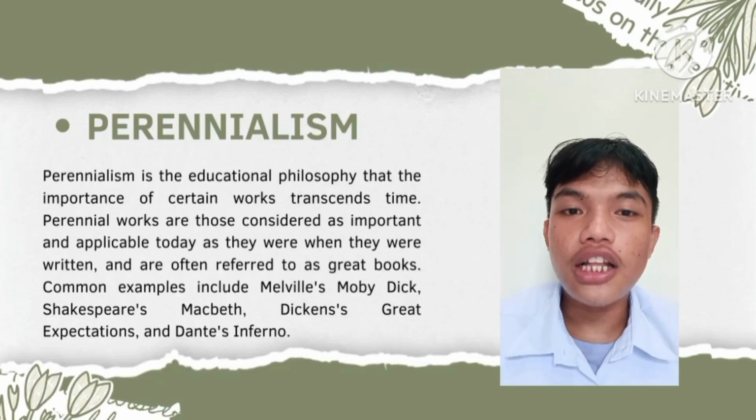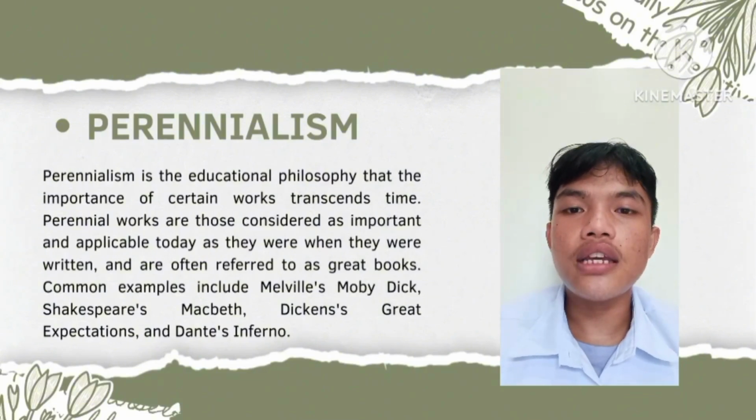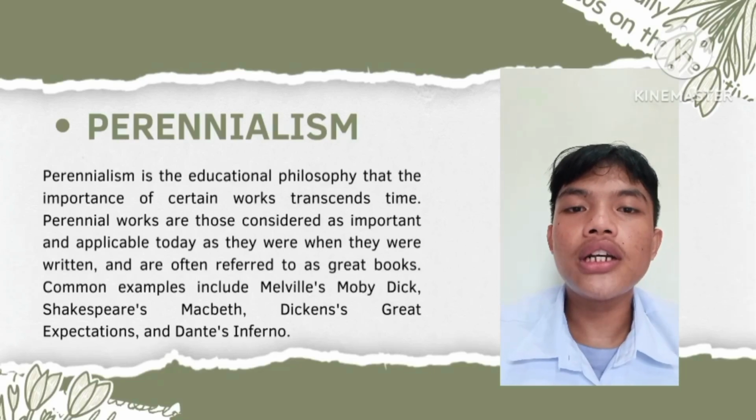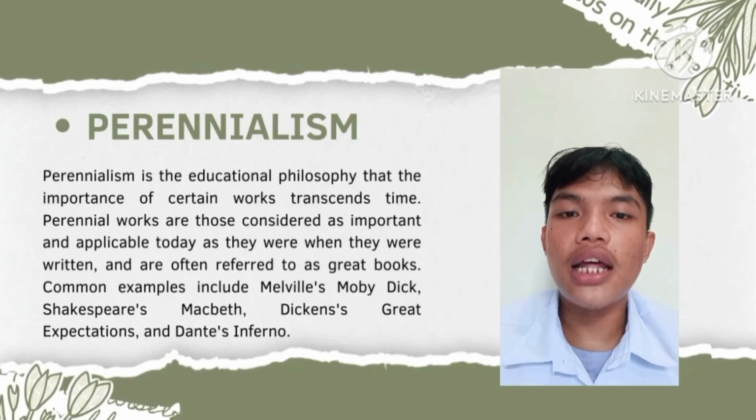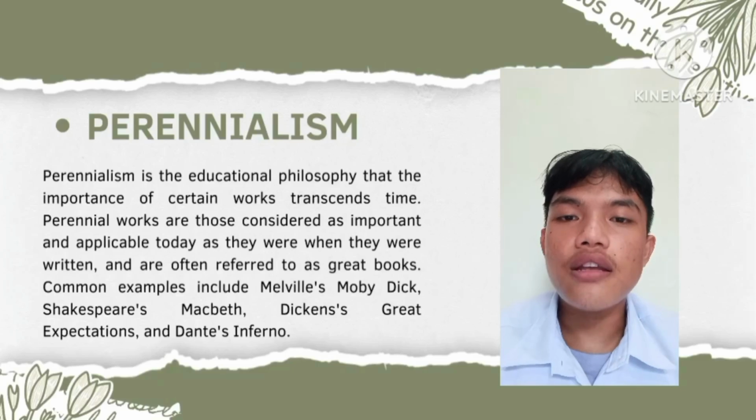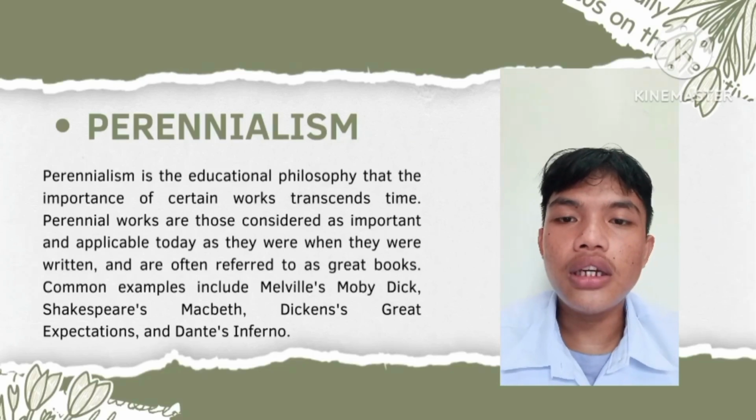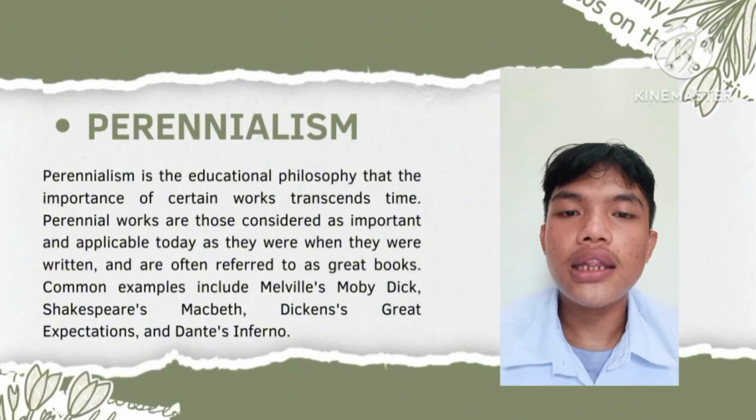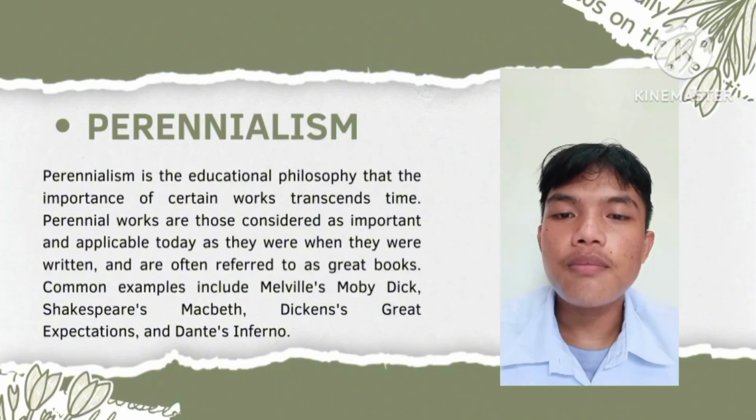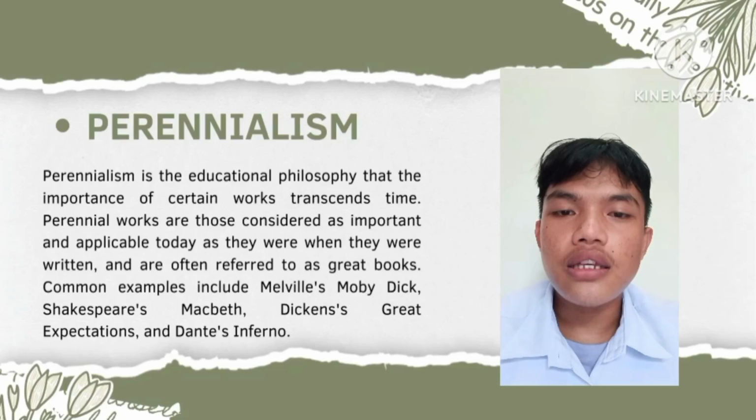Perennialism is the educational philosophy that holds that the importance of certain works transcends time. Perennial works are those considered as important and applicable today as they were when they were written, and are often referred to as great books. Common examples include Melville's Moby Dick, Shakespeare's Macbeth, Dickens' Great Expectations, and Dante's Inferno.